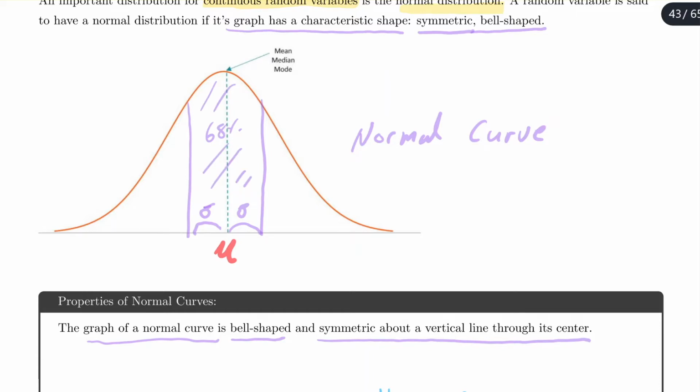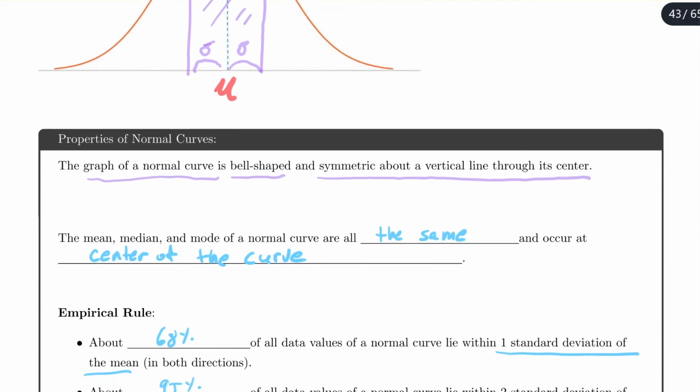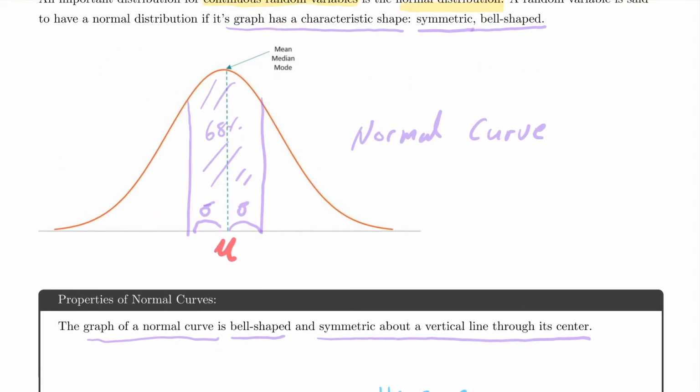And 95% is within 2 standard deviations. So I add another standard deviation, and subtract another standard deviation from the mean.